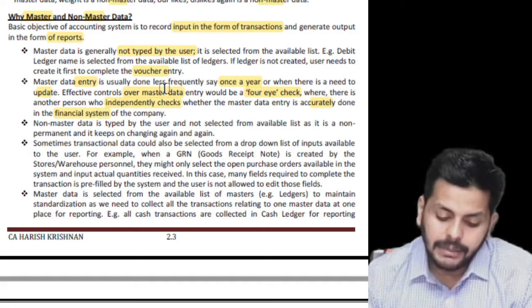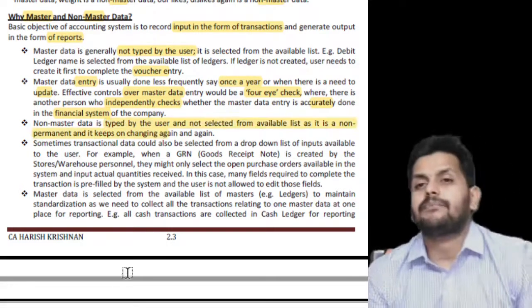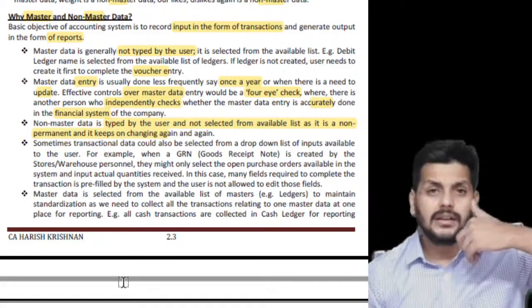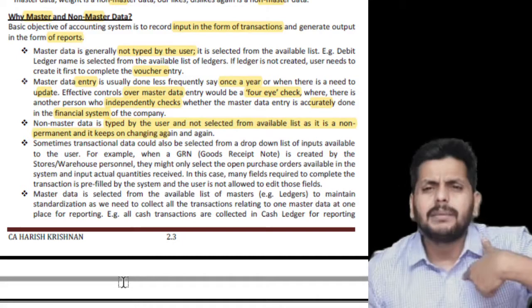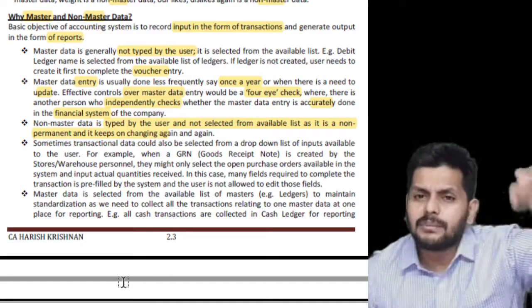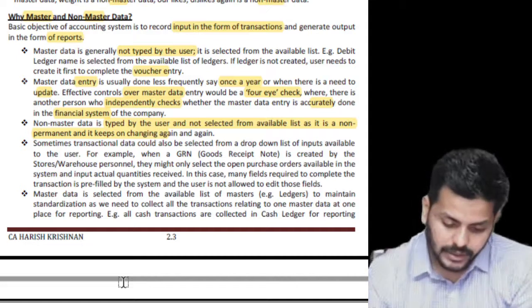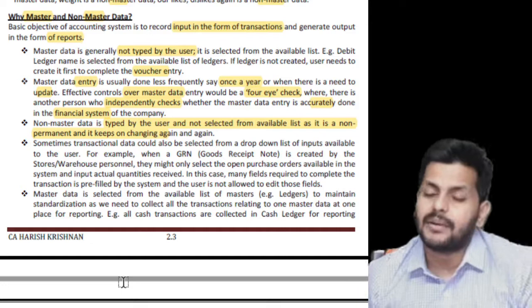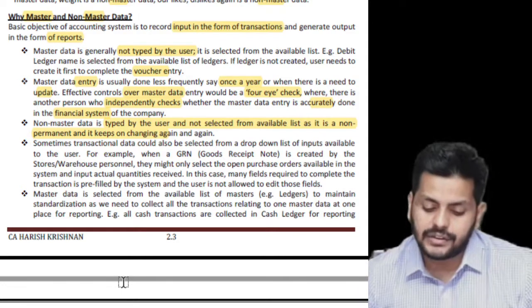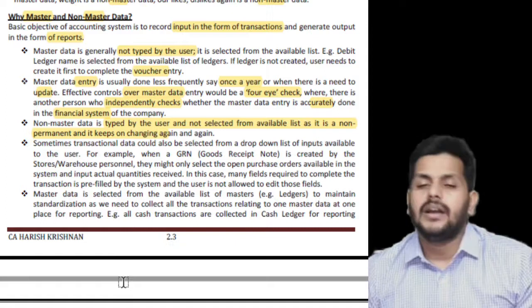Then non-master data. How about non-master data? It is typed by the user. Example, you want quantity. Sir, last time you bought 10 quantity. This time I want 15. Who are you to tell me how much quantity I want? So something that changes very often, like the quantity, is the best example. Non-master data is typed by the user and not selected from the available list, and it's non-permanent and it keeps on changing again and again.